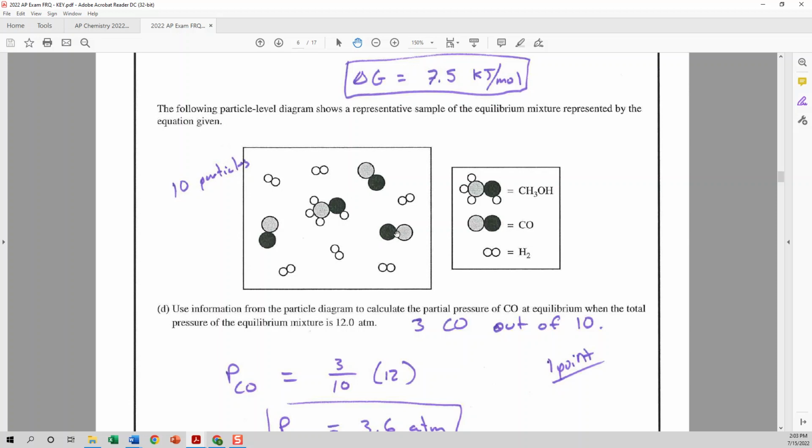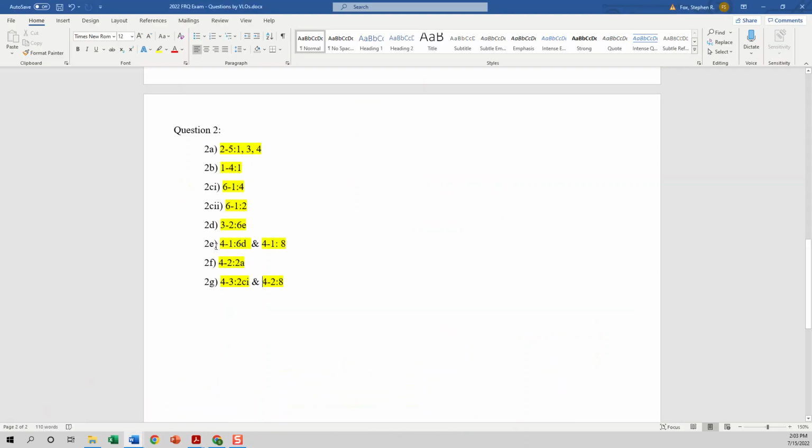So we should be able to do it. We have to count the total particles. So I did it right here, but let's count 1, 2, 3, 4, 5, 6, 7, 8, 9, 10. We got 10 particles, all right? And 3 of the 10 particles are carbon monoxide. So that means 3/10 of the total pressure would belong to carbon monoxide. So this is Dalton's law of partial pressure using mole fraction, but let's find it on the VLO. So this is part D of the test.